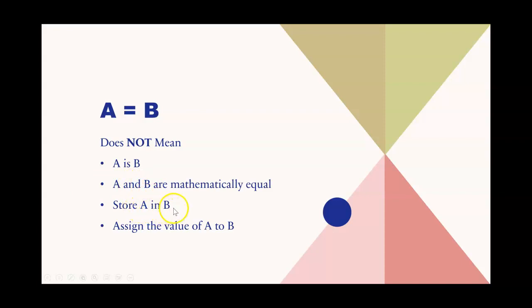It does not mean store A in B. Remember, it means store B in A. This is a very, very common mistake for first-time programmers, where programmers mix up what goes on the right-hand side and what goes on the left-hand side. So this does not mean store A in B. If we wanted to store A in B, we would have to write B equals A. And it does not mean assign the value of A to B. Once again, to do that, we would have to write B equals A.